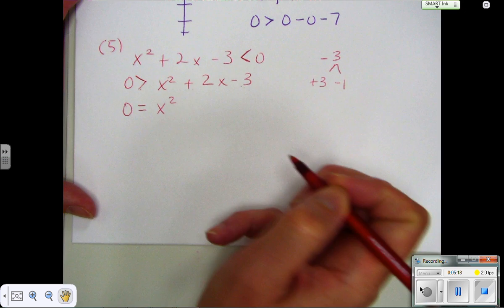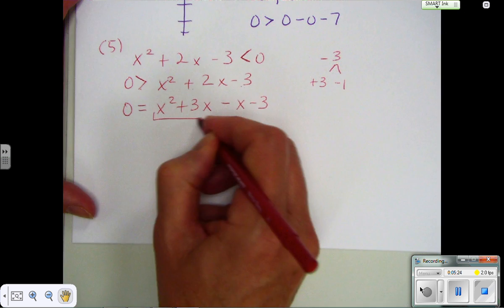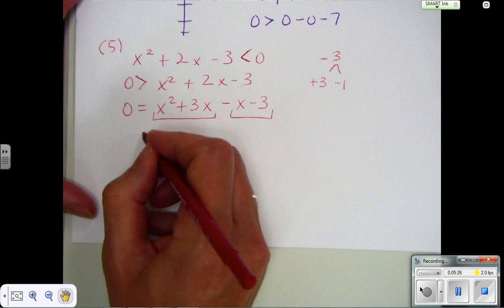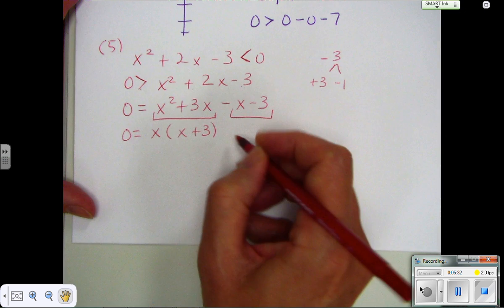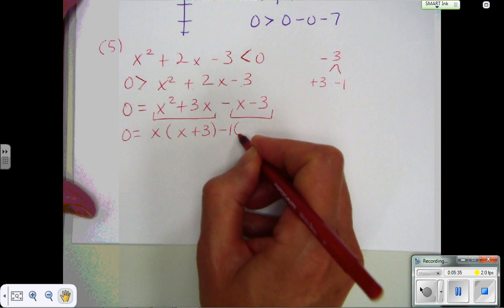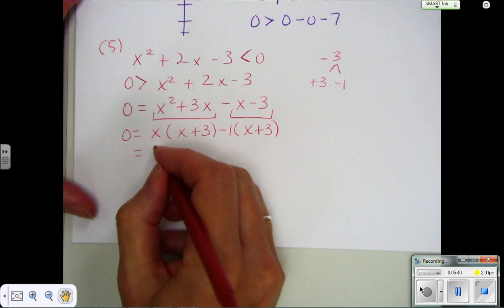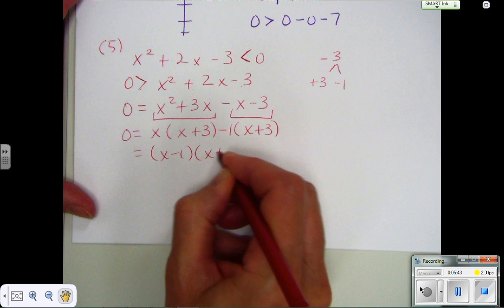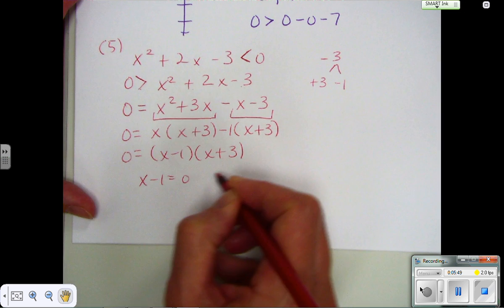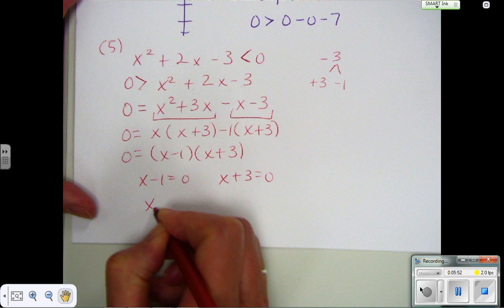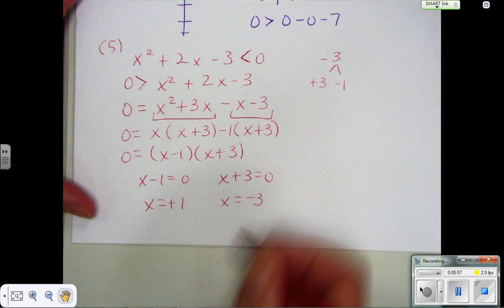So I'm going to expand this middle term with a plus 3x minus 1x minus 3. And now I can group and factor. The first 2 terms have a factor of x in common. I have x plus 3 left in parentheses. The last 2 terms have a factor of negative 1 in common. So now I have identical binomials, and I can consolidate the x minus 1 and write x plus 3 one time. Okay, so now I'm ready to set each of those factors equal to 0. So x equals positive 1, and x equals negative 3.